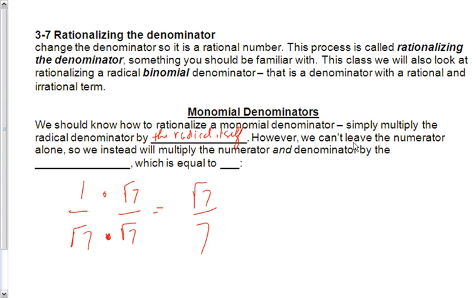However, we can't just leave the numerator alone. We have to multiply the numerator by the radical part. And then we're multiplying by this, which is just a form of 1. Okay? After that, you reduce, and then you're done.